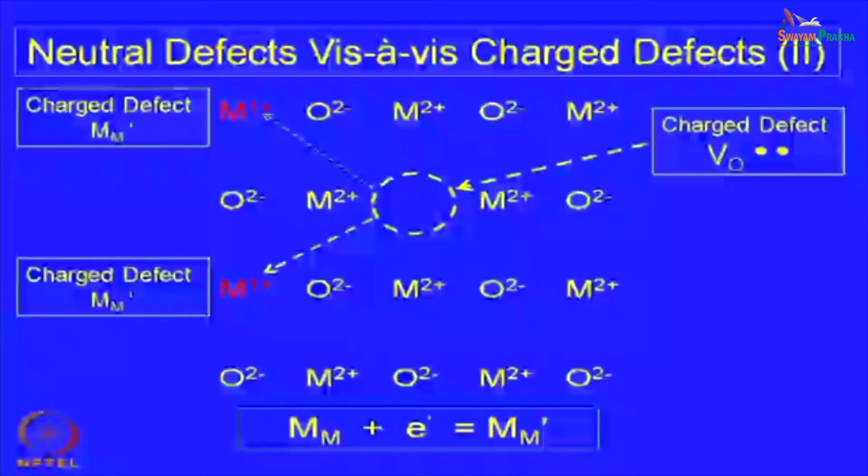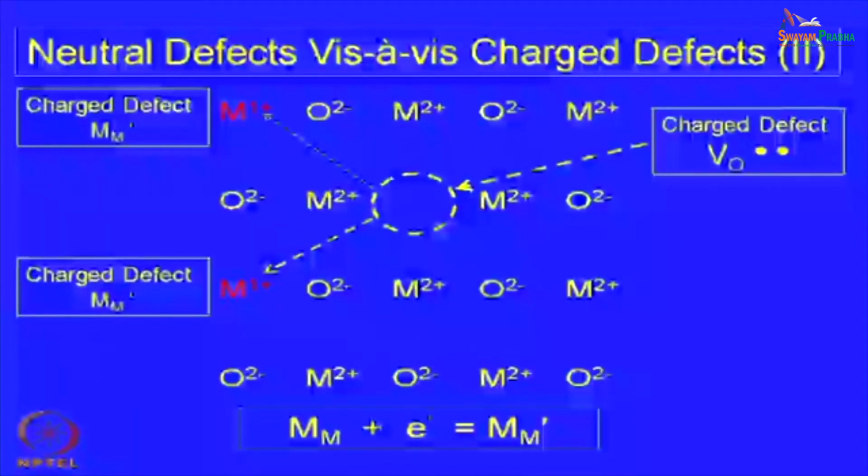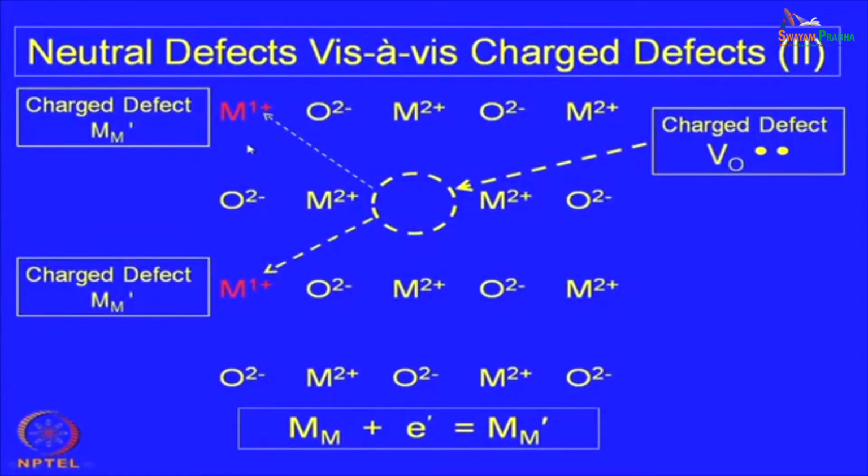So, if that is the situation, then this kind of charged and neutral defects do occur. One of the conditions is the metal present here must have the variable valency, and it must be able to accept this electron. Otherwise that electron will be hovering around, and it may be energetically less favorable. So, this also becomes a charge defect, and consequently this is also a charge defect. Okay.